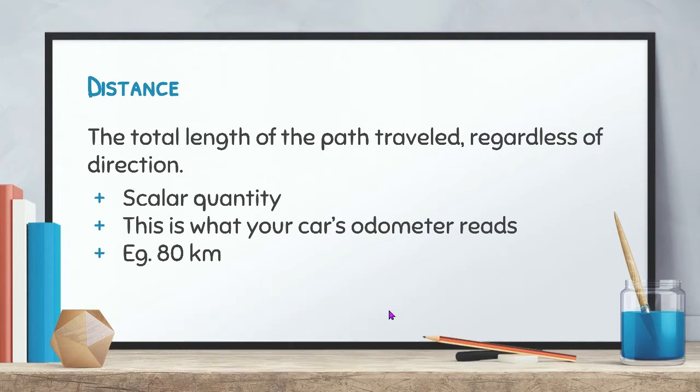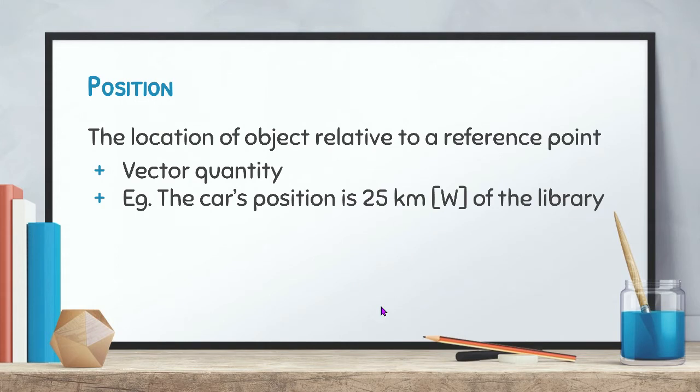All right, so now let's look at position. So position is the location of an object relative to a reference point. Okay, so because we have a reference point, we're going to have a magnitude. We're also going to have direction. Okay, because we have magnitude and direction, we're not looking at a scalar quantity. We're now looking at a vector quantity. An example would be the car's position is 25 kilometers west of the library, where the library is your reference point.